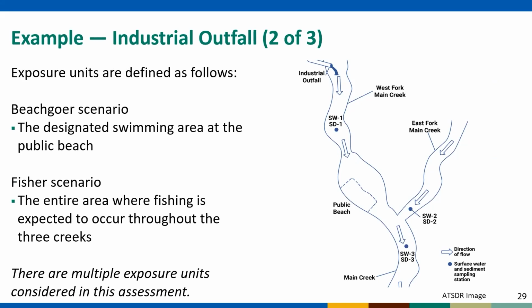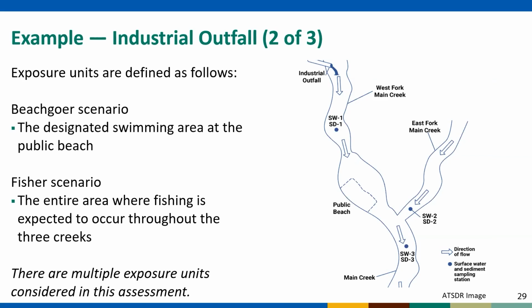How should we define the exposure unit for evaluating these pathways? This slide shows the previous figure. Well, remember that an exposure unit is defined by locations where people frequent and not by where sampling has occurred. For the surface water exposure pathway for beachgoers, the appropriate definition of the exposure unit is the designated swimming area at the public beach. For the fishing scenario, exposures to surface water could occur at all locations throughout the 3 creeks. In that case, you would want to define this much larger exposure unit for this pathway.